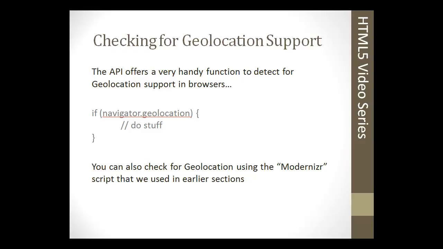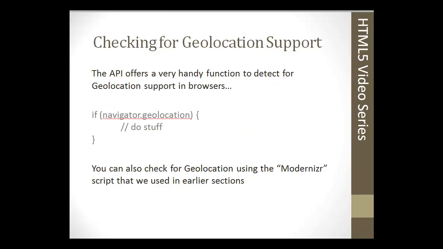And the API offers a very handy function to detect for support, and it's as simple as this. It's as simple as checking the navigator object for the geolocation property. And obviously you can also use Modernizr, as we've used in past sections. It's almost just as simple as this function. Very easy.